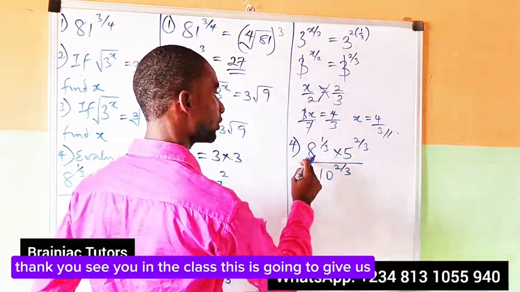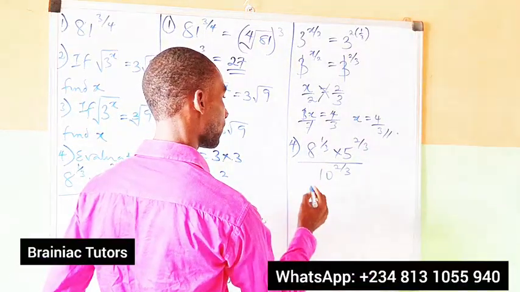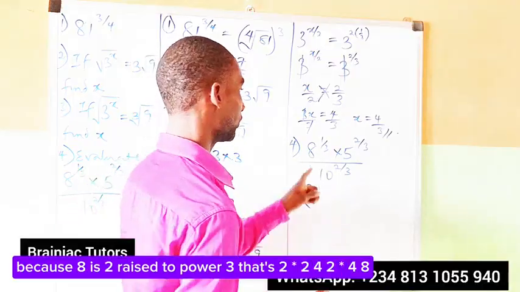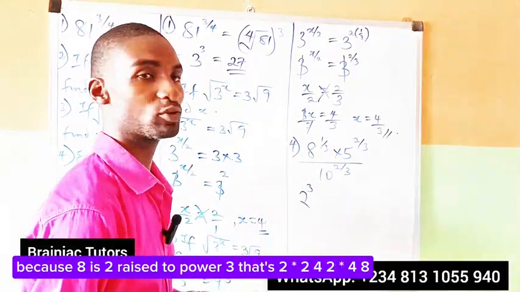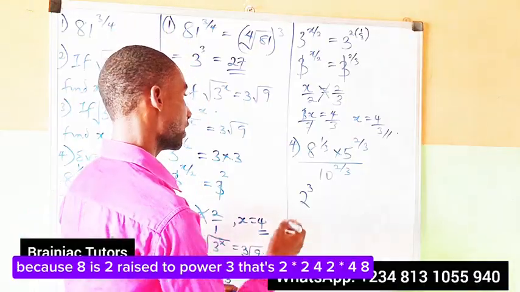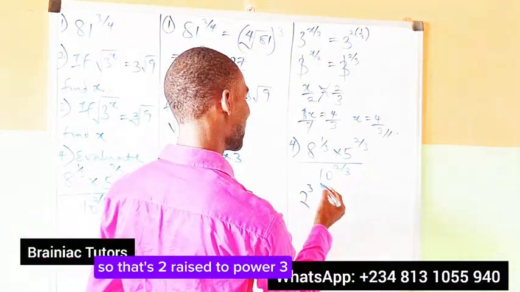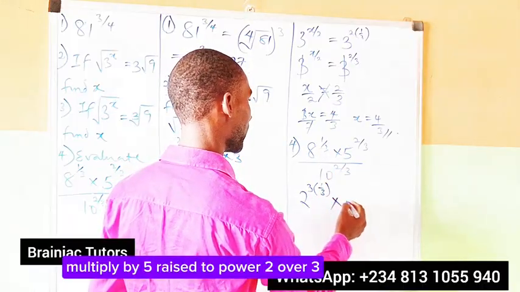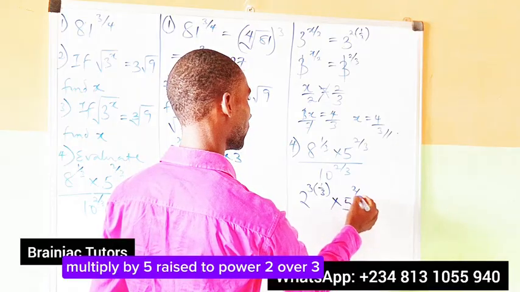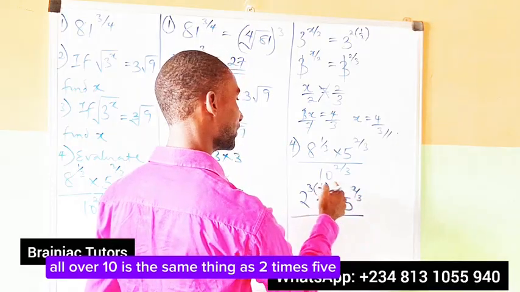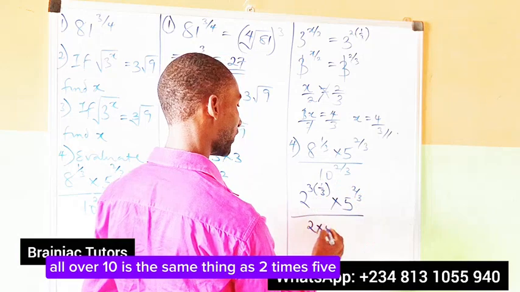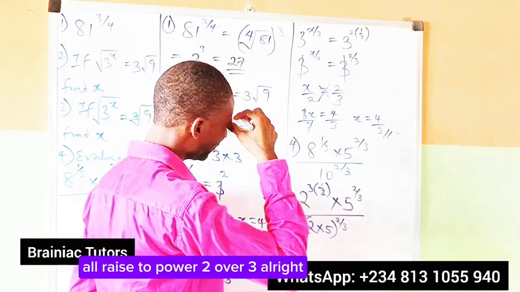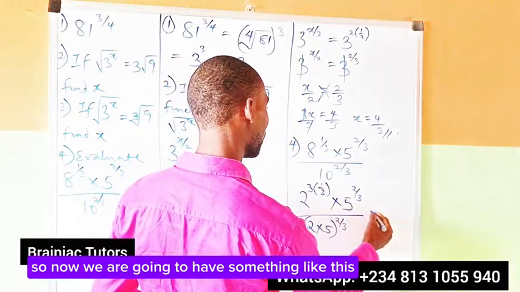This is going to give us 2 raised to power 3, because 8 is 2 raised to power 3, that's 2 times 2, 4, 2 times 4, 8. So that's 2 raised to power 3 in bracket, raised to 1 over 3, multiplied by 5 raised to power 2 over 3, all over 10. And 10 is the same thing as 2 times 5, all raised to power 2 over 3. All right, so now we are going to have something like this.